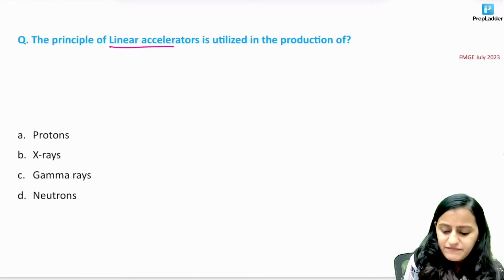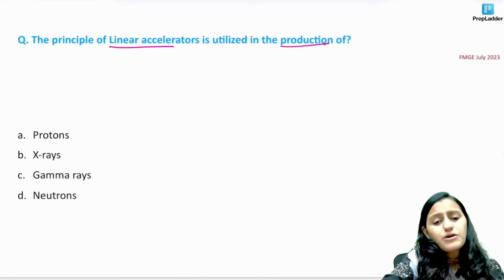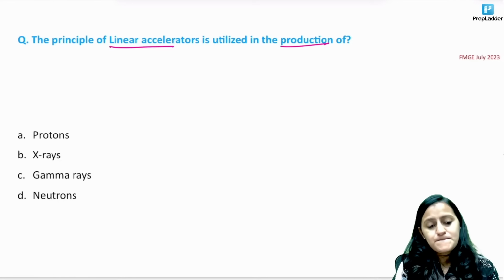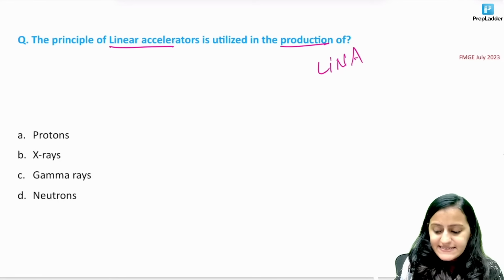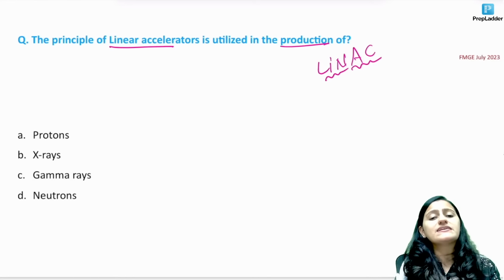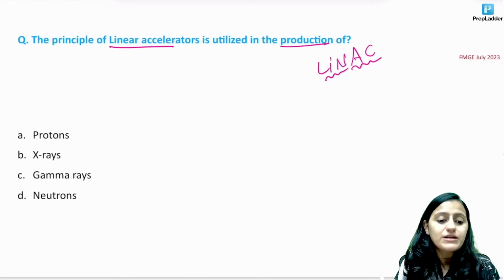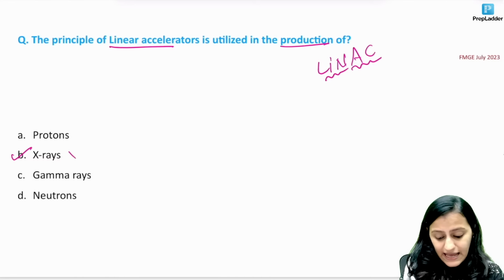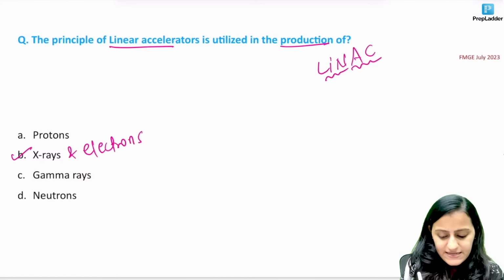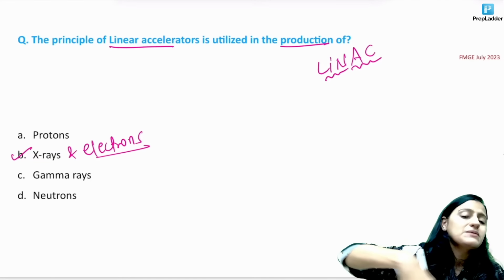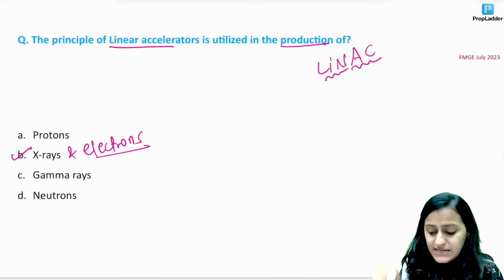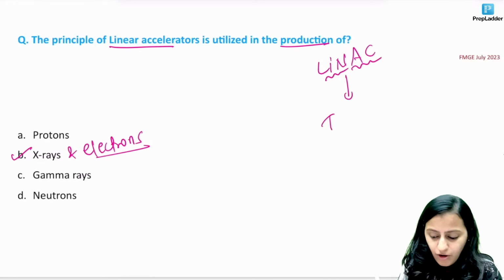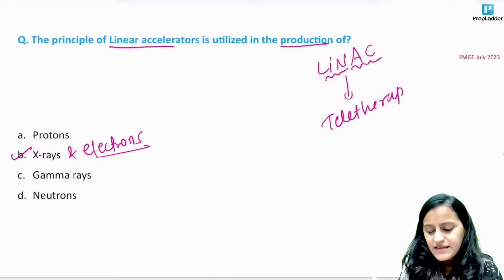The principle of linear accelerator is used in the production of which of the following? Linear accelerator, that is LINAC. Very, very important. LINAC produces X-rays. It is X-rays that the LINAC produces, X-rays and electrons. There's an electron beam producing the X-rays. Where do you use this LINAC? This is the most commonly used machine now for teletherapy, that is radiotherapy.